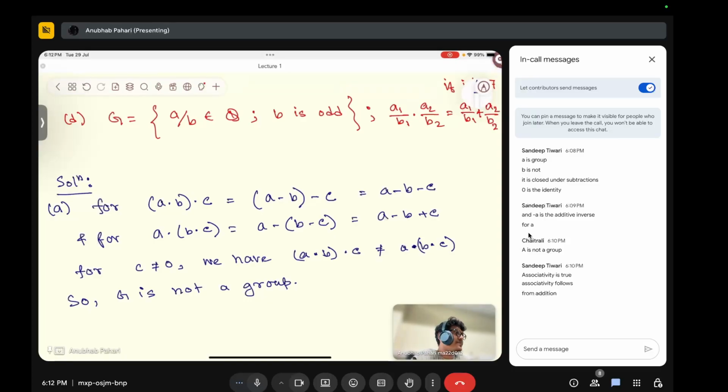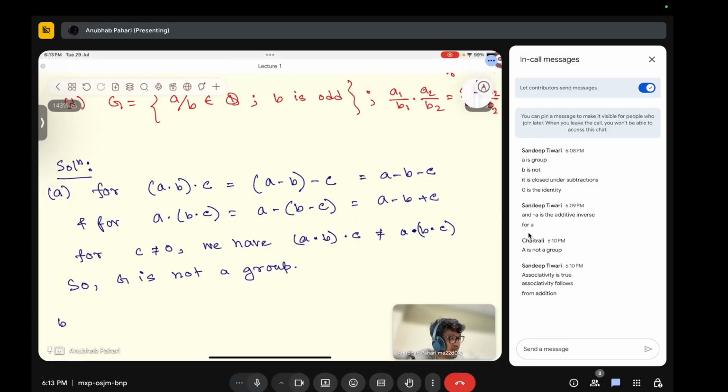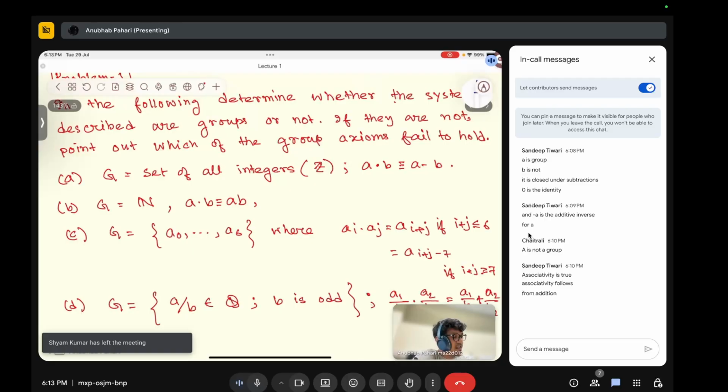Now let's come to question b. That is, G is the natural numbers and a·b is ab. But you can see that it is not a group, right?